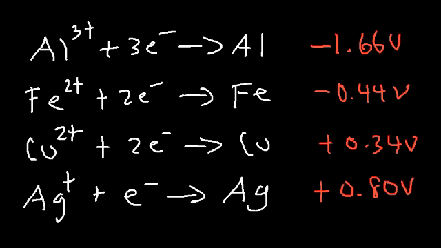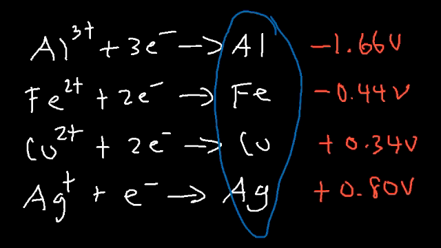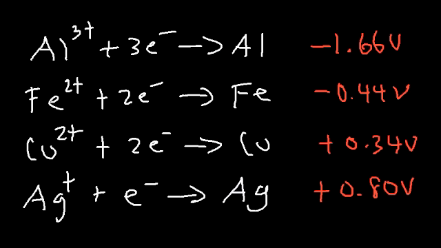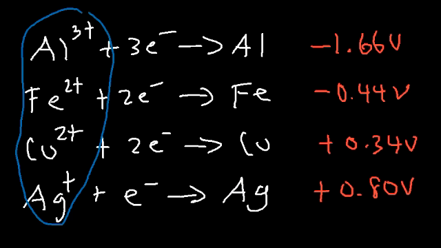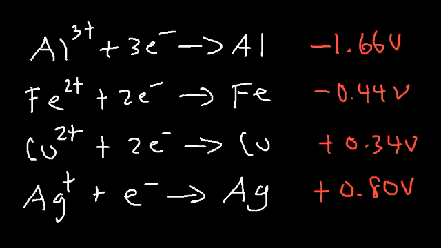So, now there's 8 species here. There's the 4 metals on the right side, and the 4 metal ions on the left. So out of these 8 species, which one is the strongest reducing agent? And which one is the strongest oxidizing agent?